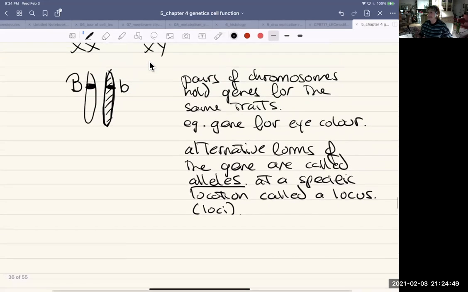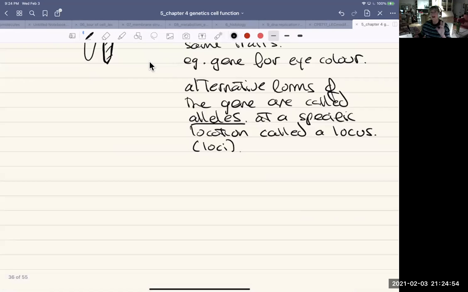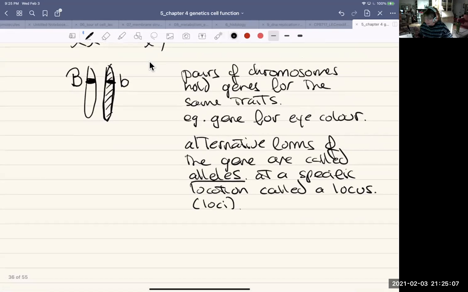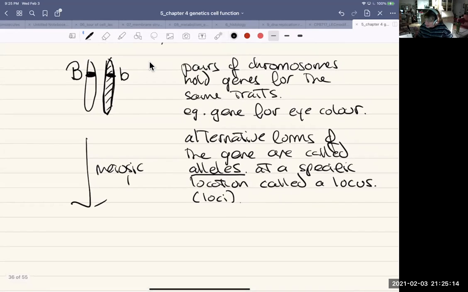So what happens in meiosis, and I'm not going to go over meiosis in detail, but it's like mitosis, which you do need to know, but it's like the cells split twice. In meiosis 1, the first split, what happens is all of your DNA before this split has been replicated. So you've got 2 copies of everything.